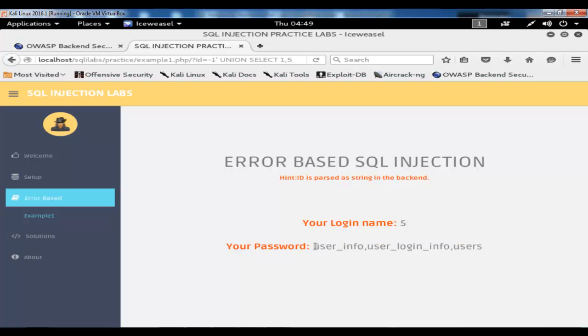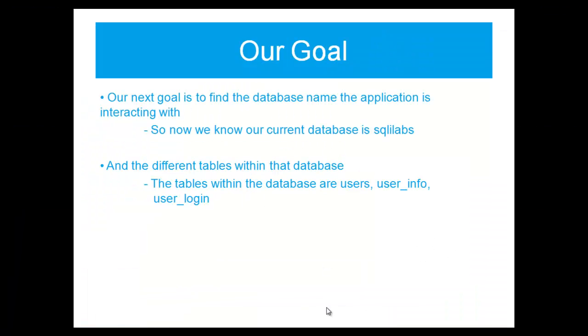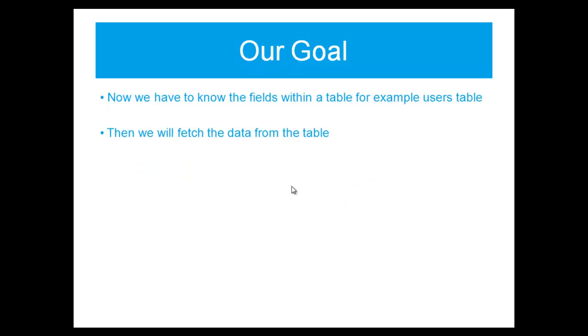Now we know that the database name is SQL Labs, and the tables in the database are user_info, user_login_info, and users. So let's move on to our presentation. We have achieved this goal also. We now know our current database is SQL Labs, and the different tables within that database are users, user_info, and user_login.